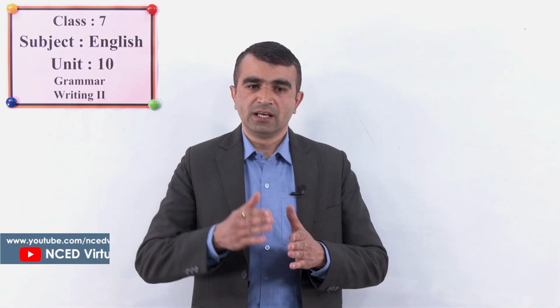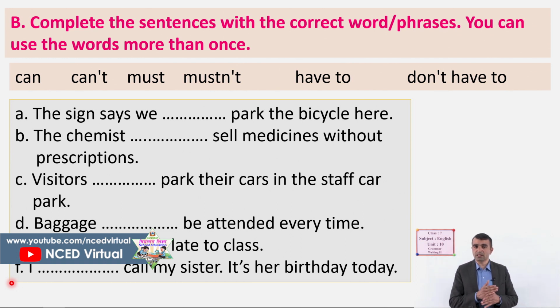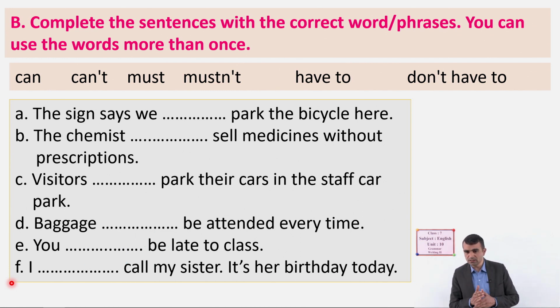What is that? Complete the sentences with the correct word or phrases. You can use the words more than once. Now here some sentences are given with blank spaces, and in those blank spaces you should write the words can, cannot or can't, must, must not or mustn't, have to and don't have to. Can you do? Yes.